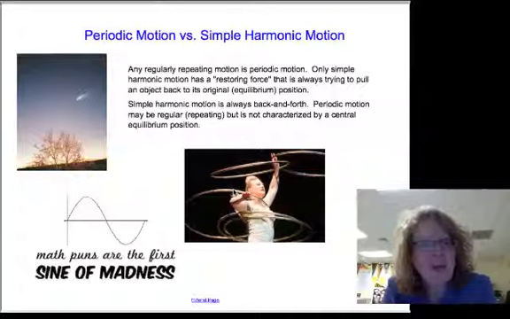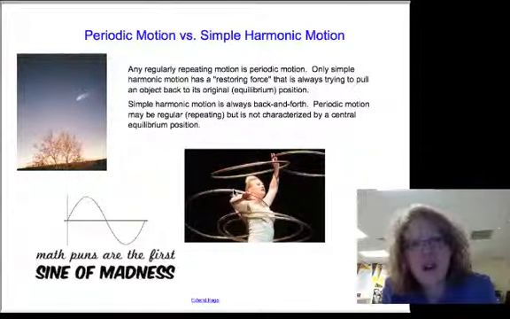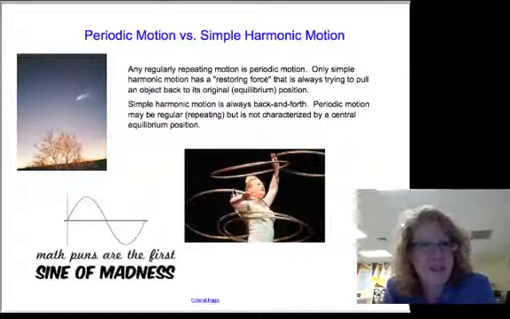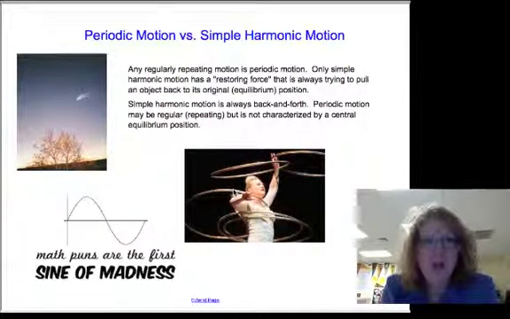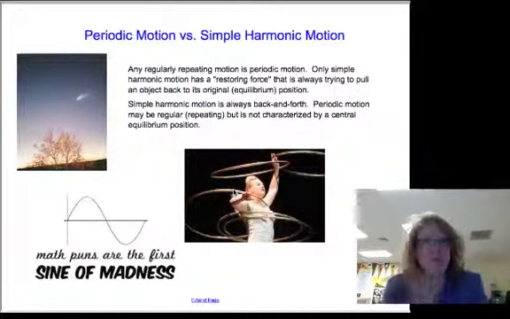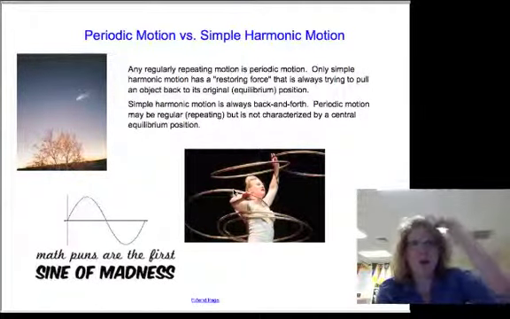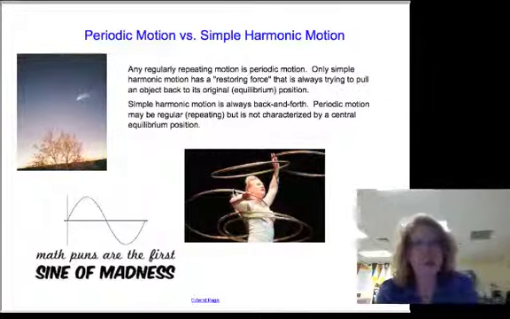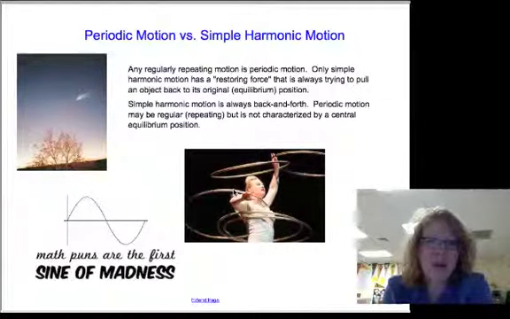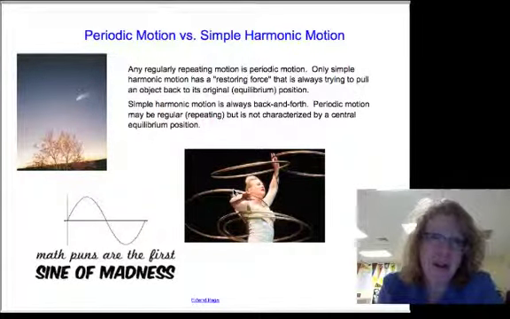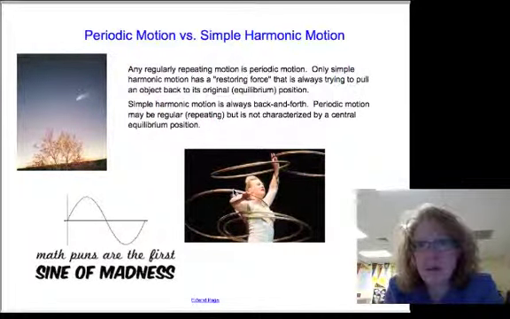Those are periodic, but they're not actually harmonic motion because there's no true restoring force that's pulling them back to some sort of an equilibrium position. Simple harmonic motion is always back and forth, either left to center to right to center, or up to center to down to center, something along those lines. That's always going to be harmonic motion. We talk about harmonic motion simply because it's the easiest one to mathematically talk about. Periodic motion can get much more complicated.